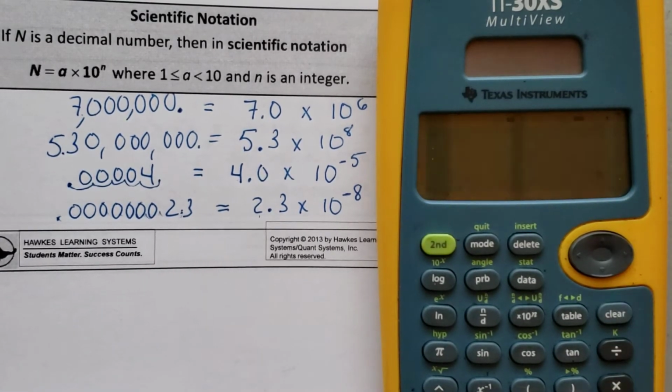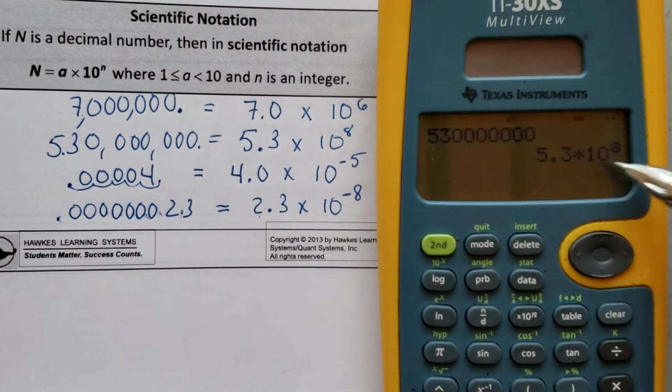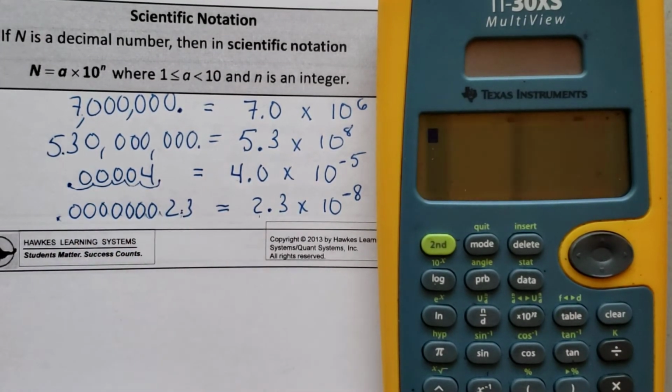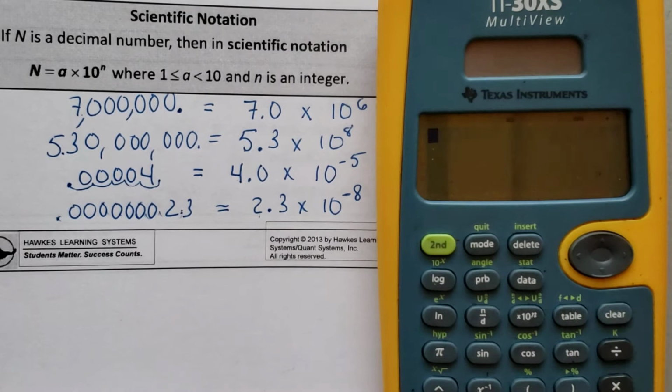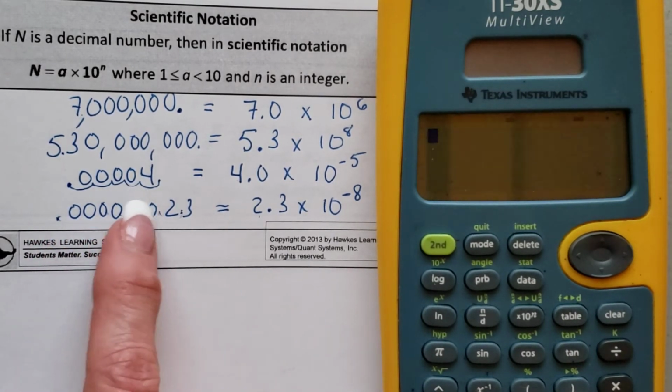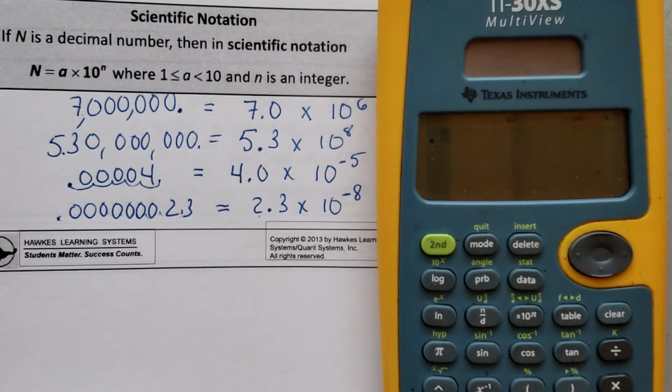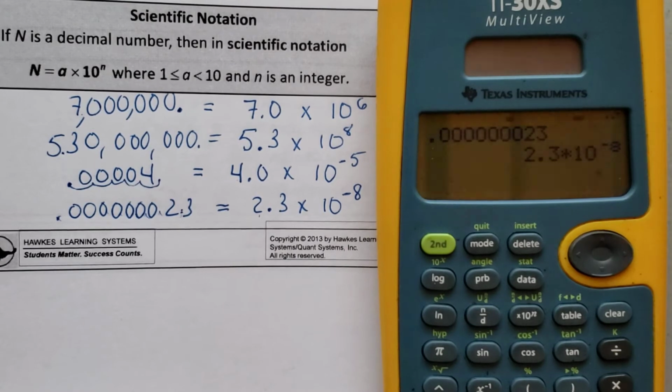All right, now I'm going to type in 530 million, hit enter, and you see that my calculator agrees that our answer is 5.3 times 10 to the 8th. Now I'm going to type in 0.00004, 1, 2, 3, 4. The number 4 is in scientific notation mode, so my answer is 4 times 10 to the negative 5th. And then finally, I had 1, 2, 3, 4, 5, 6, 7 zeros. So 0.123456723, and my calculator tells me that the answer is 2.3 times 10 to the negative 8.